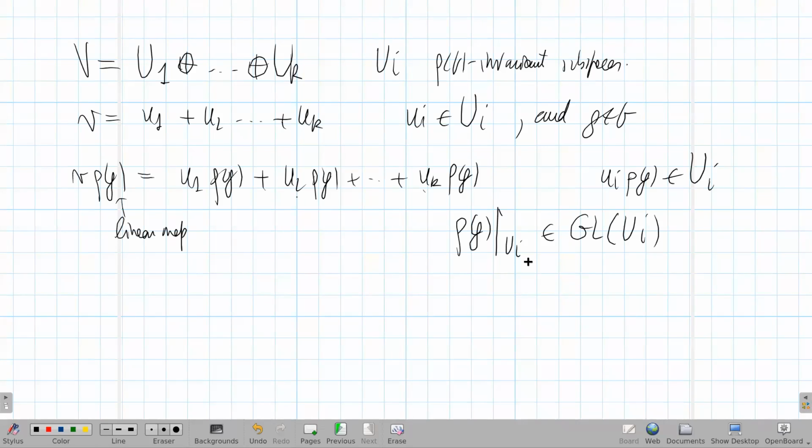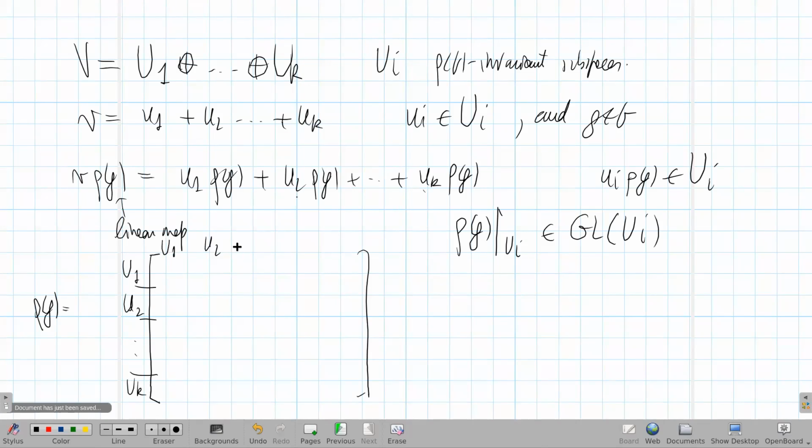And so we have something like this. How can we represent rho(G)? I want to represent this as a matrix. Since V is the direct sum of the Ui, I can choose bases: a basis of U1, a basis of U2, and so on, and a basis of Uk. And for the usual reasons, by putting together the bases of the Ui, I'll get a basis of V, and I do the same here.